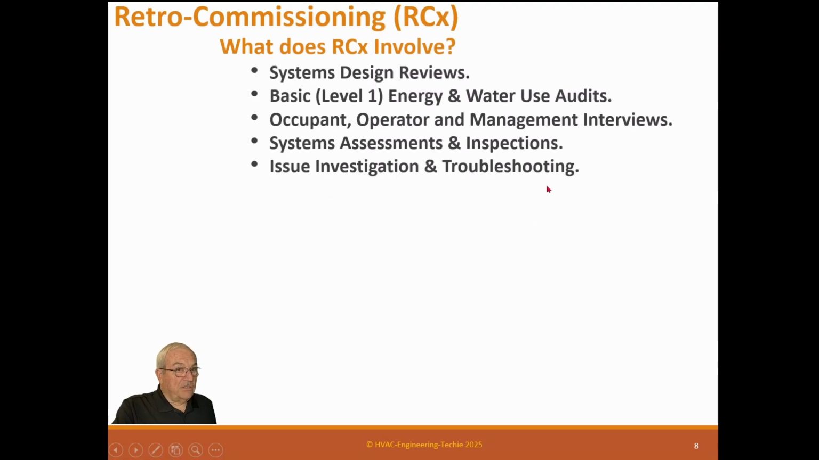Issue investigation and troubleshooting. A lot of times you find something and you have to go in and troubleshoot, trying to figure out what caused this or what's going on. This is why it's not a linear process. I lay this out in these videos as a linear thing, but it's not.